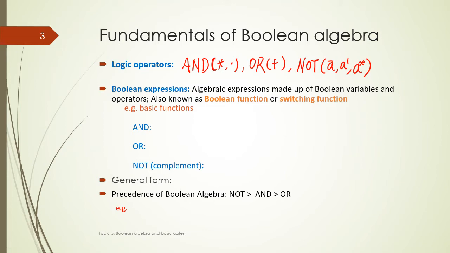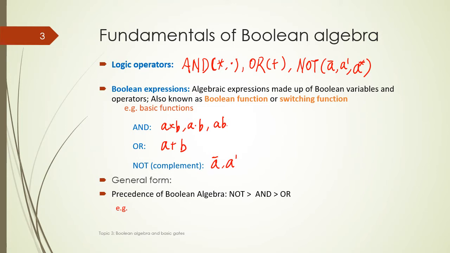Okay, and besides the operators, we also need expressions. An expression is basically made up of variables and operators. So for the AND expression, we have, say, A and B, or we can write A·B, or like I said, we don't even need to write the operator every time for AND. For OR, we write A + B. NOT, we already talked about, we can write A bar or A prime.